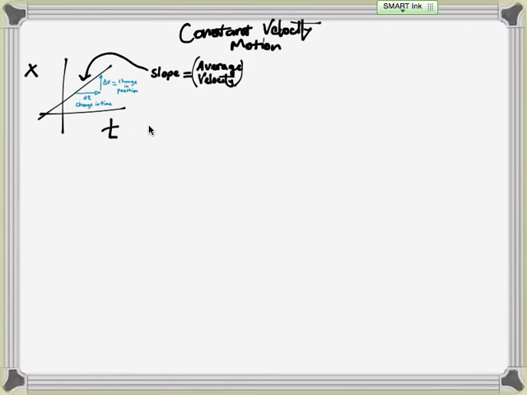Slopes in general are comparing a change in one thing with a change in another thing. In this case, the comparison is between change in position divided by change in time. So we're defining the slope as our average velocity.